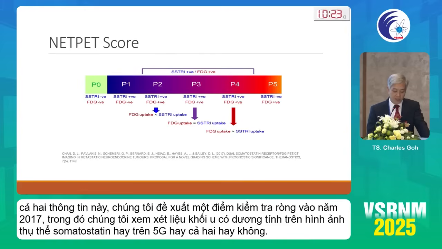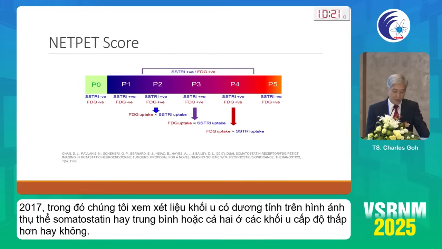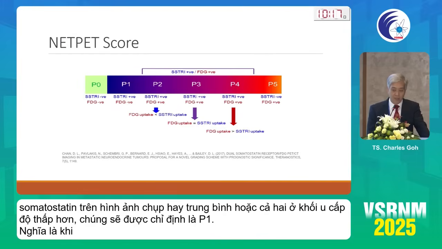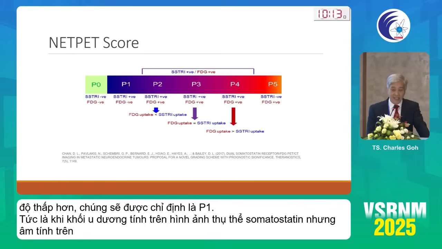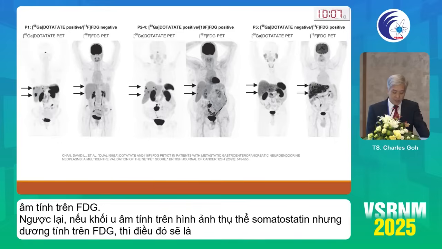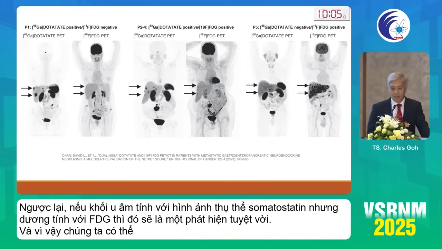In lower grade tumors, they will be assigned a P1. That is when the tumor is positive on somatostatin receptor imaging but negative on FDG. Conversely, if the tumor is negative on somatostatin receptor imaging but positive on FDG, that would be a grade 5. And so we are able to prognosticate tumors by seeing their relative uptake on somatostatin receptor PET and FDG.